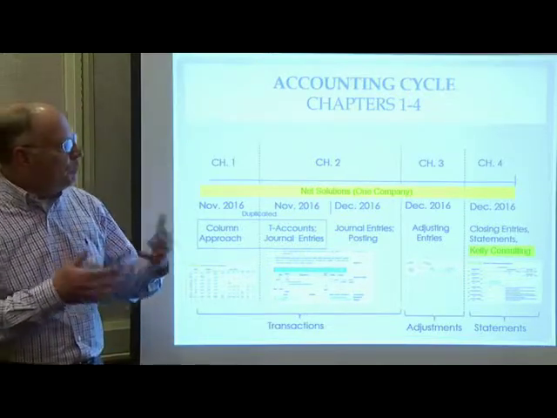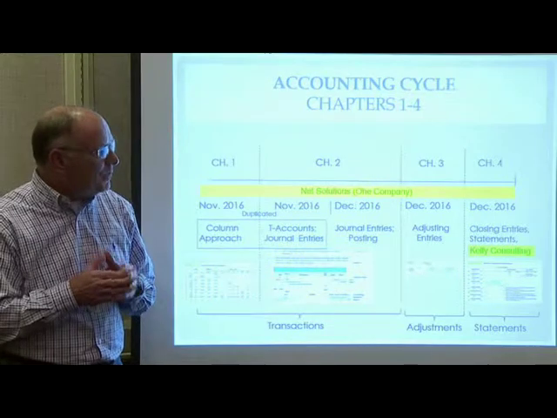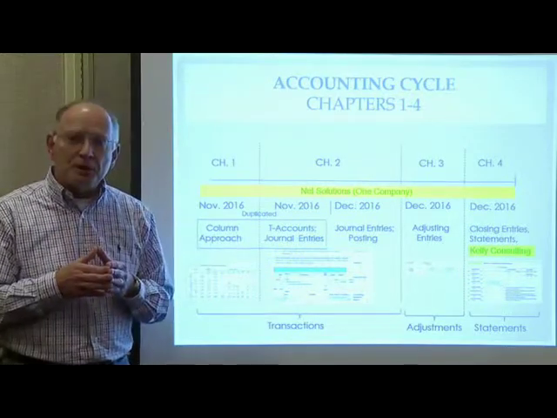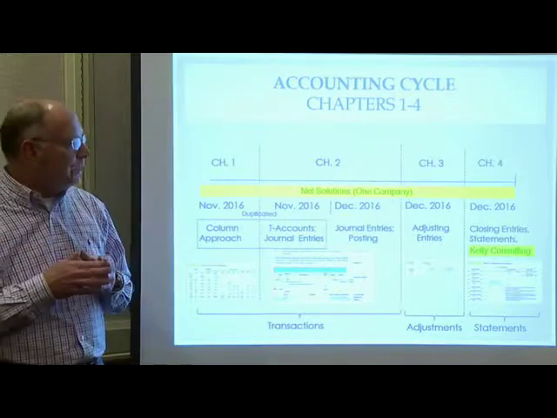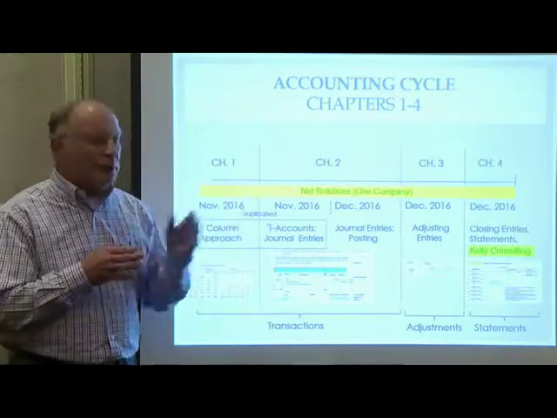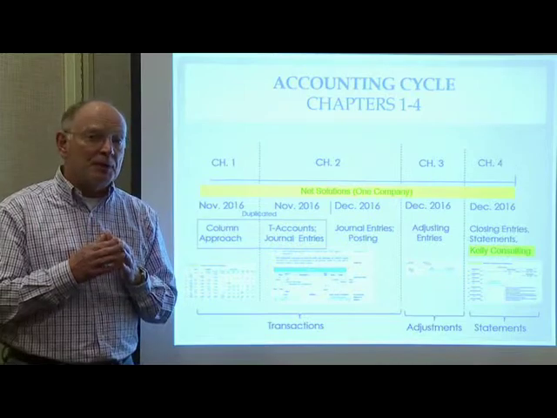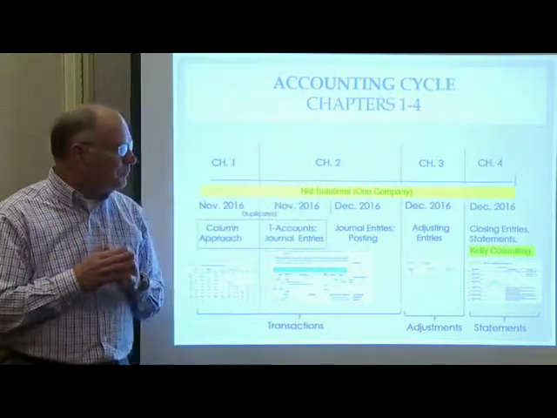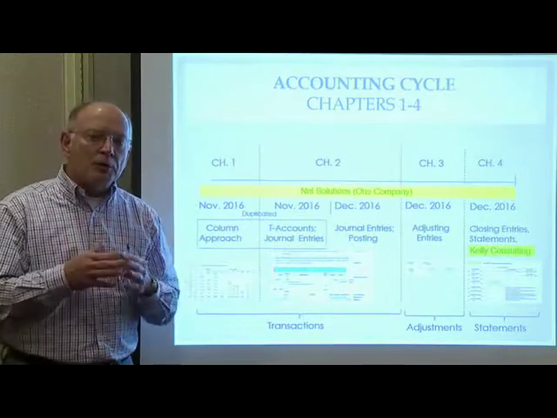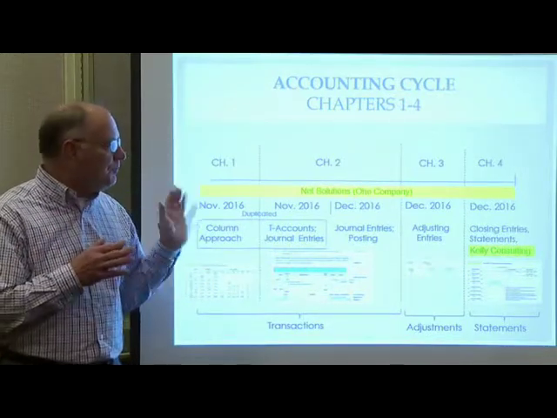Chapter 4, we wrap up the accounting cycle with the financial statements and closing entries and a post-closing trial balance to make sure that we've closed the accounts properly. And then we review the 10 steps of the accounting cycle, which we've done from Chapter 1 all the way through Chapter number 4.